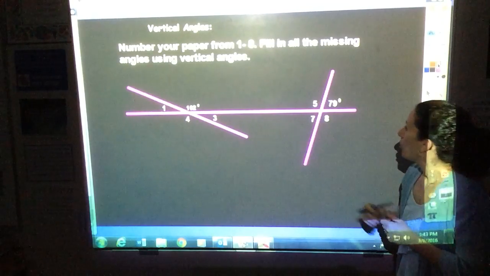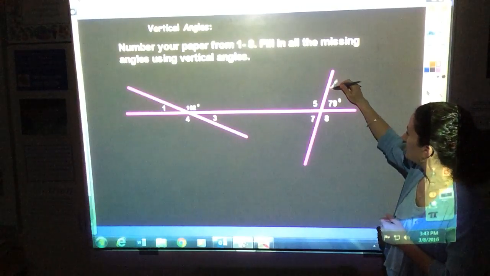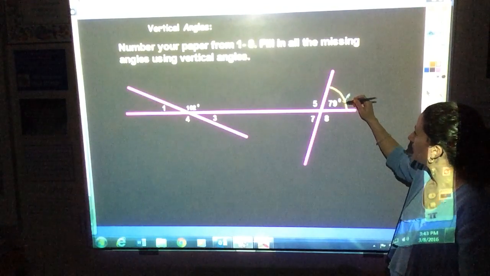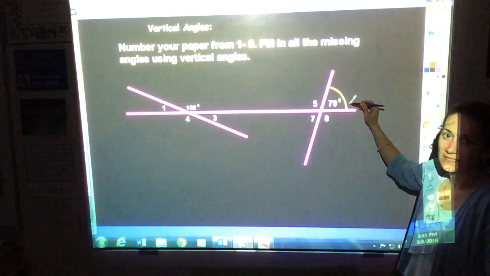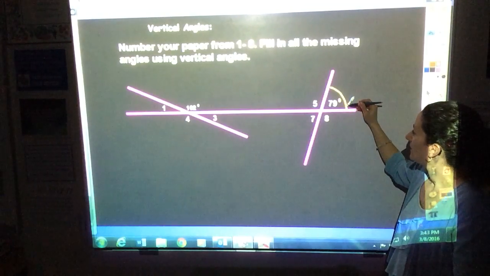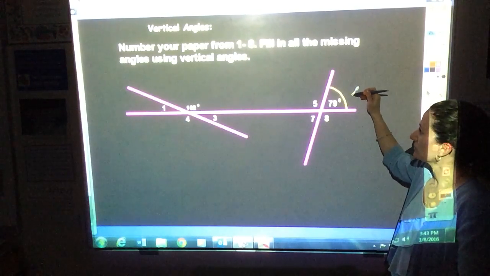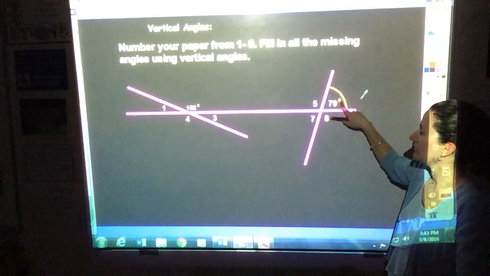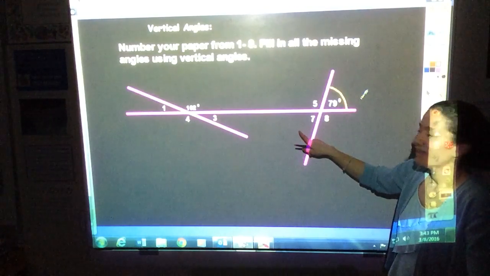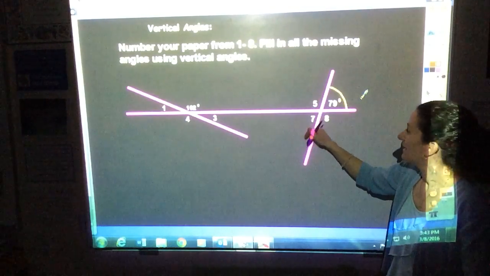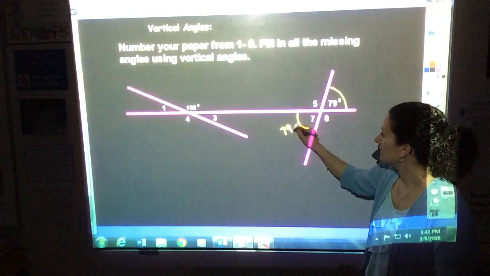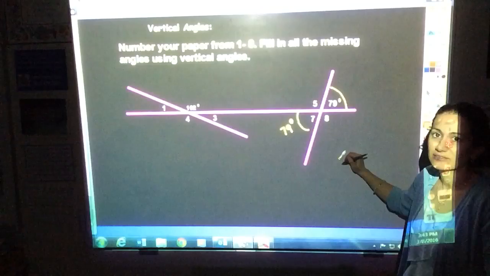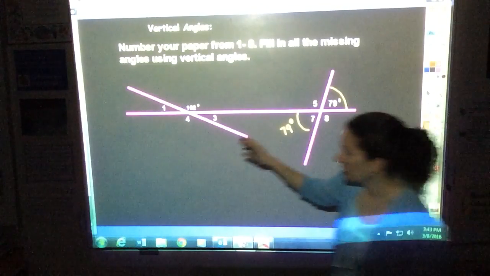Okay, as you're looking here, this angle right here, we're given the measure of it. It's 79 degrees. That little circle there means degrees. Which angle is vertical to this angle that measures 79? It's angle 7. That means angle 7 is also 79 degrees. We can figure that out. Take a look over here at this diagram.